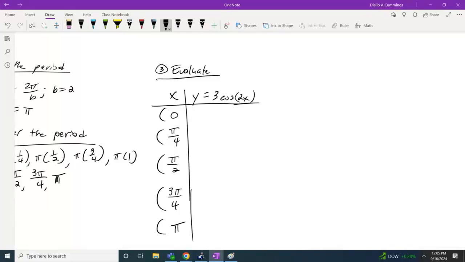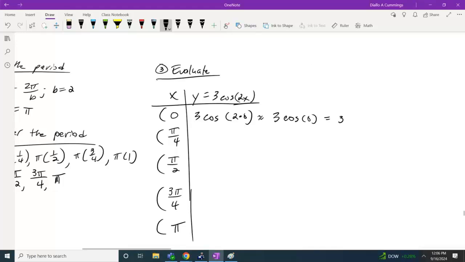So I have all my X values, and we're going to substitute those X values into our function, which is 3 times the cosine of 2X. So I'm going to write these out. For our first ordered pair, that's 3 times the cosine of 2 times 0. So 2 times 0 is 0, right? So that's 3 times the cosine of 0.